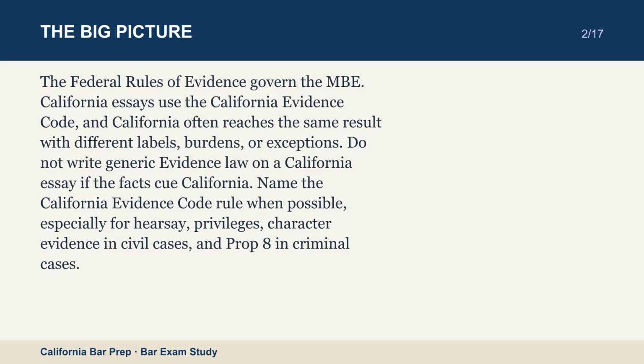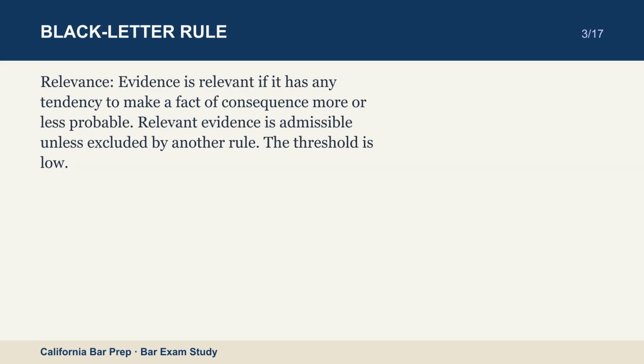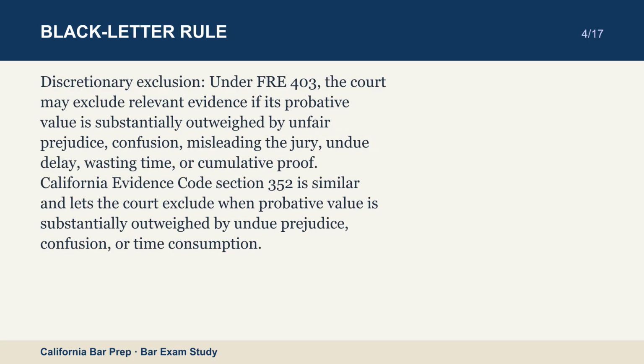in criminal cases. Relevance. Evidence is relevant if it has any tendency to make a fact of consequence more or less probable. Relevant evidence is admissible unless excluded by another rule. The threshold is low. Discretionary exclusion. Under FRE 403, the court may exclude relevant evidence if its probative value is substantially outweighed by unfair prejudice, confusion, misleading the jury, undue delay, wasting time, or cumulative proof. California Evidence Code Section 352 is similar and lets the court exclude when probative value is substantially outweighed by undue prejudice, confusion, or time consumption.